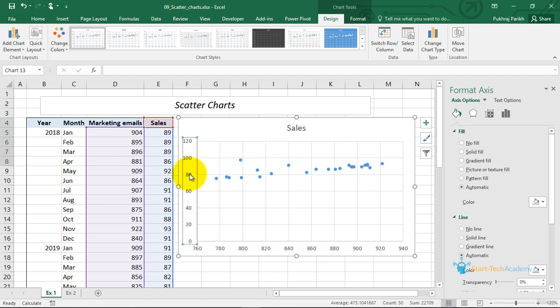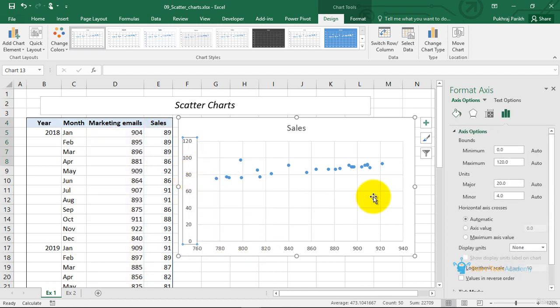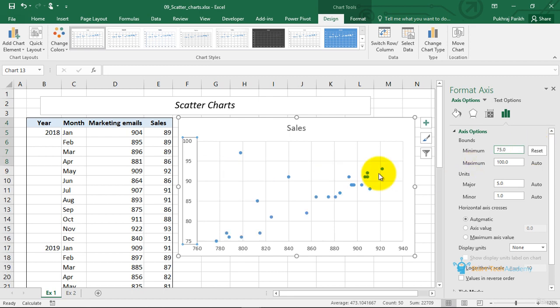How to change the value? You select the y-axis labels, choose the format axis option, and you change the bounds from 0 to 75. Since I want to show that there is some linear relationship, I have changed the lower bound of my y-axis to 75. Now it is like zooming into that portion of the chart where most of my points are lying.